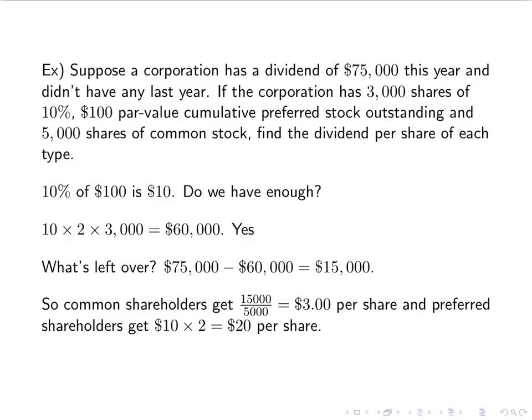Sometimes the discrepancy between preferred and common is a lot, $3 versus 20. It can also go the other way. If their dividend is really big, common shareholders can end up getting a lot more than the preferred shareholders. Or they could end up getting the same amount. So it's not always one gets more than the other. It can go either way. So just keep that in mind. Okay, so make sure you try out some of these problems with the corporations. But next we're going to move on to partnerships.